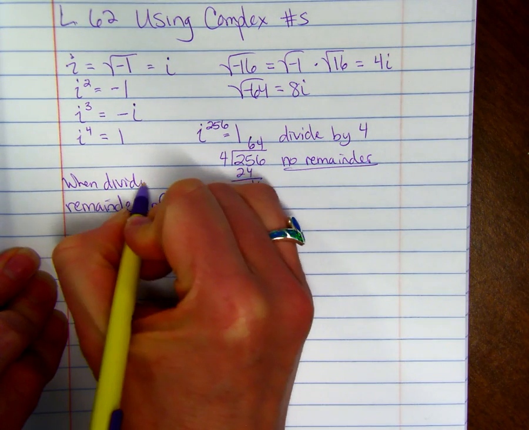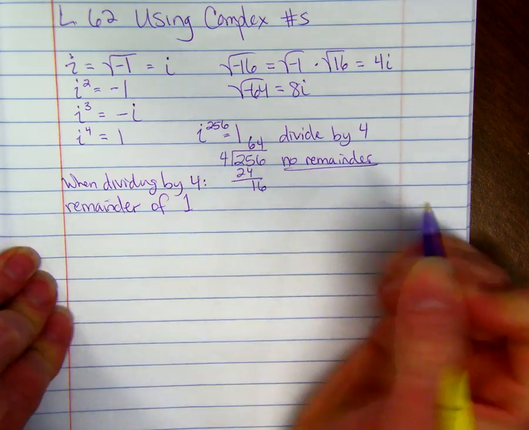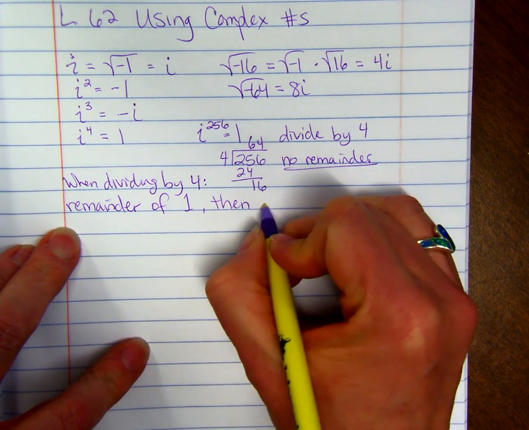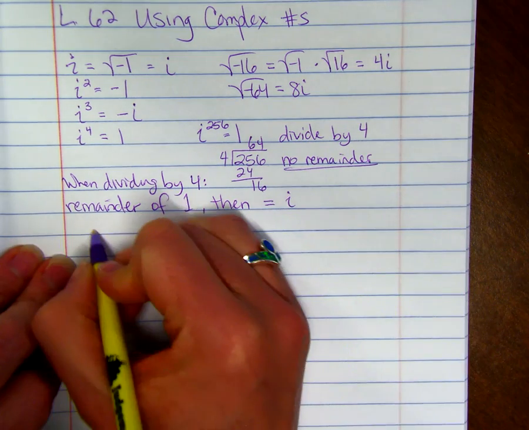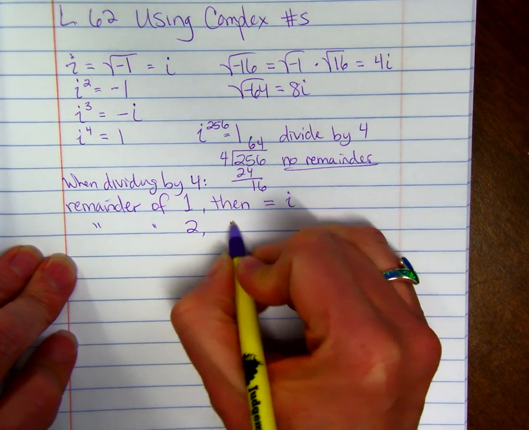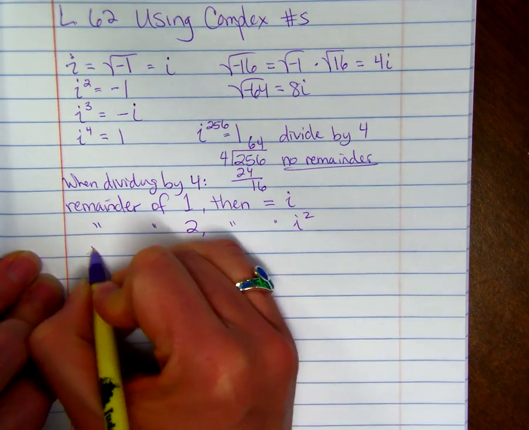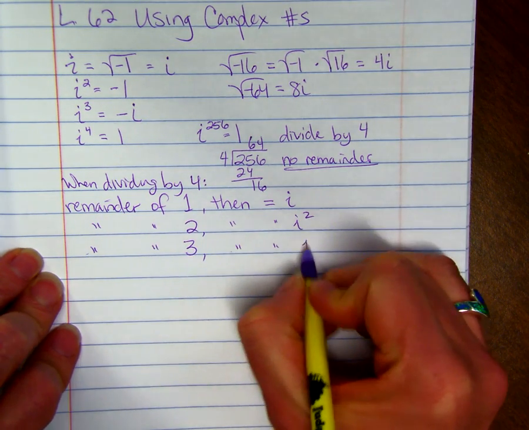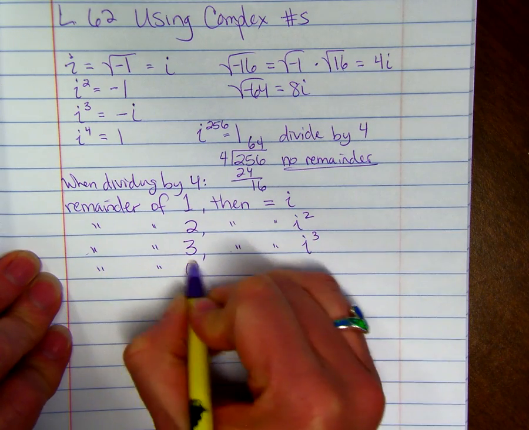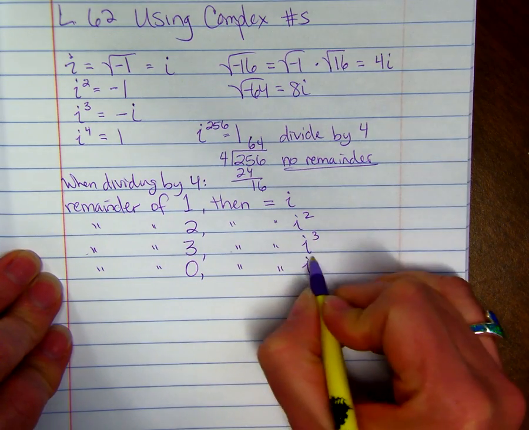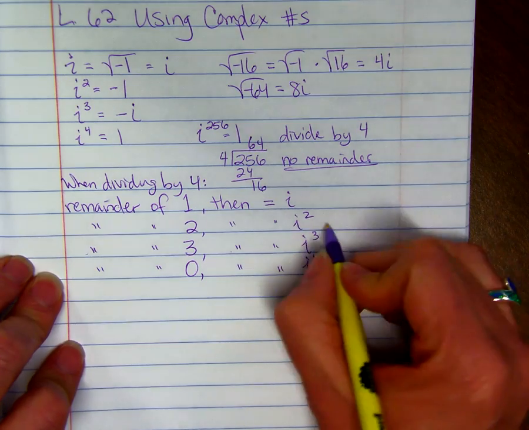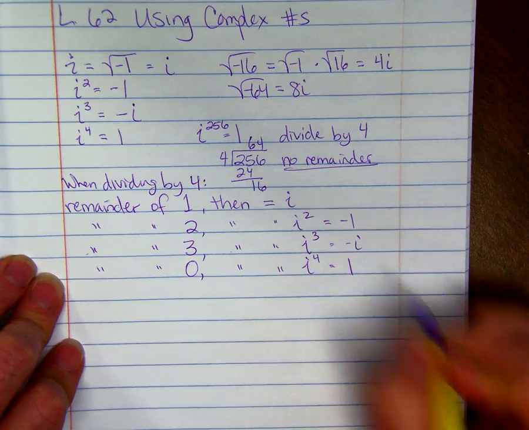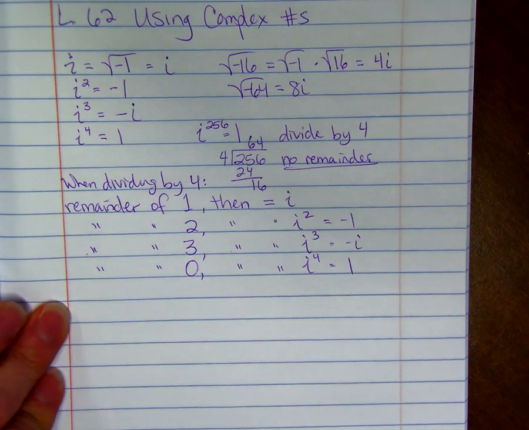So when dividing by 4, it's the exponents we're dividing. If the remainder is 1, then it will equal i. If the remainder is 2, then it equals i squared. If it has a remainder of 3, then it will be i cubed, and if the remainder is 0, then it's equal to i to the 4th. Remember, i squared is -1, i cubed is -i, and i to the 4th equals 1. So you'd want to use those ones.